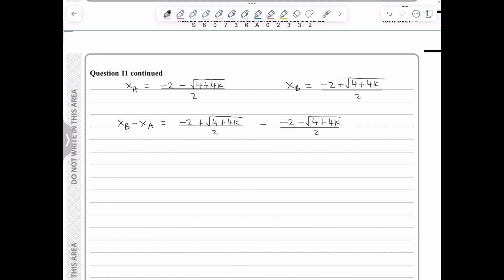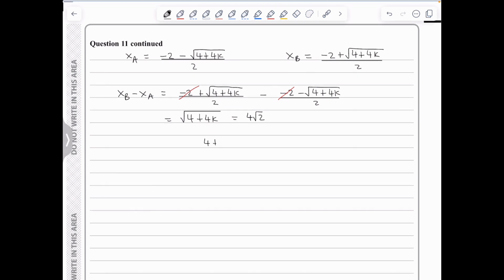The minus 2 with the minus 2 will cancel out because I am deducting one from the other, whereas the other two will add up into the square root of 4 plus 4k. So this, I've been told, is equal to 4 root 2. I could get rid of the square roots by squaring everything. So 4 plus 4k is equal to 4 root 2 all squared. So 4 plus 4k is equal to 32. 4k is equal to 28, and therefore we conclude that k is 7.